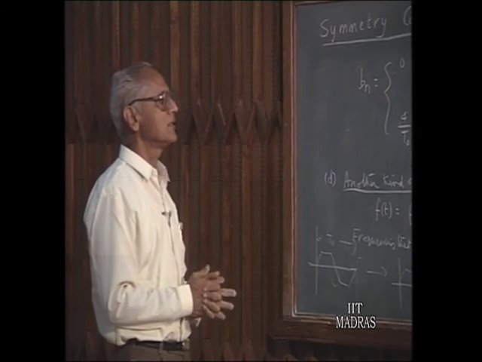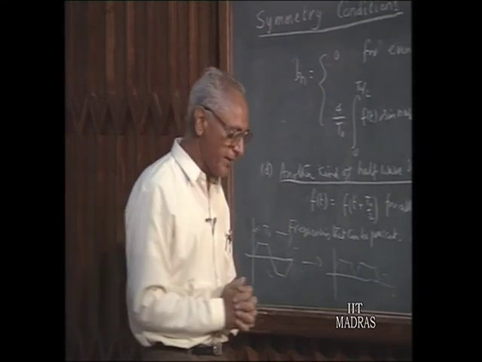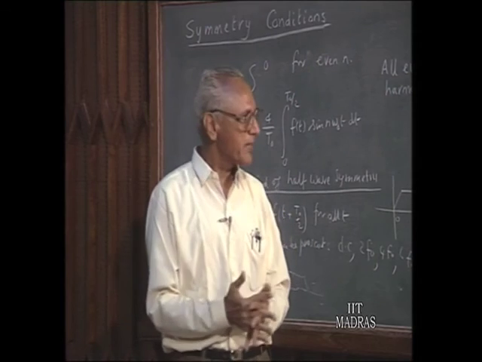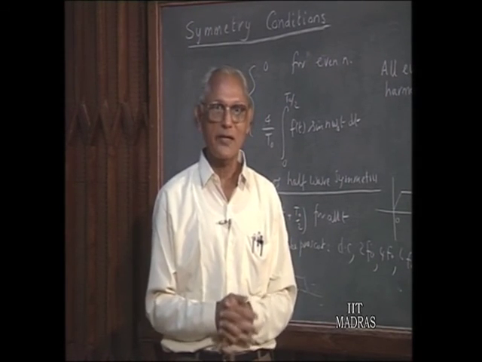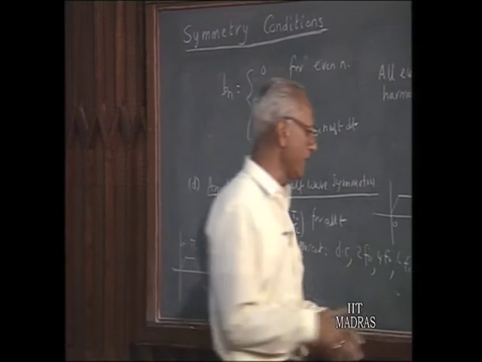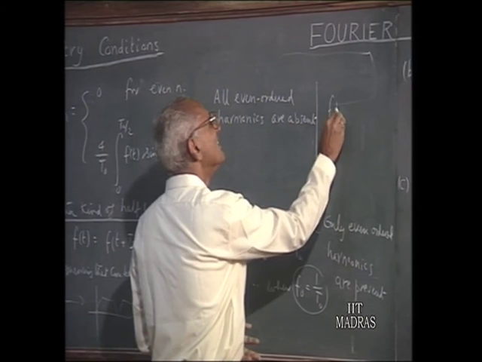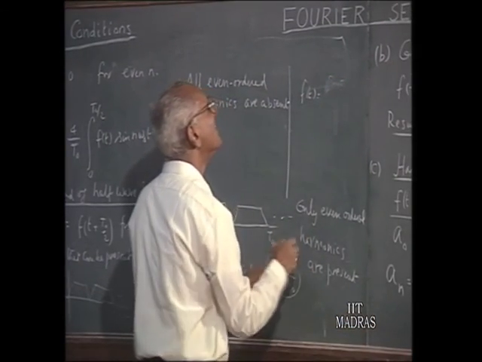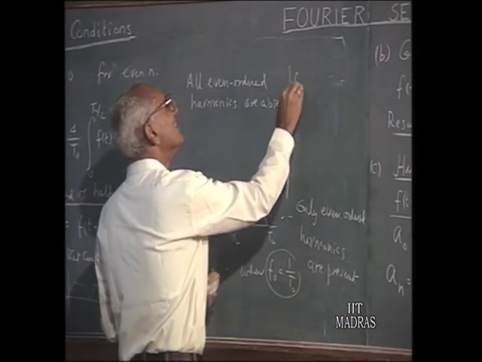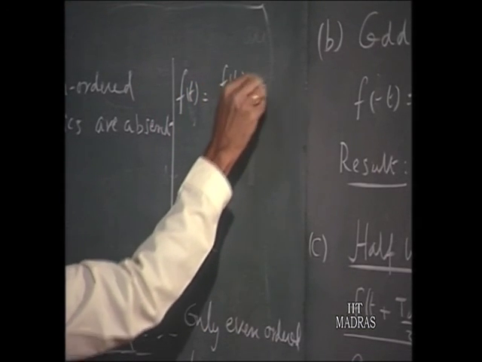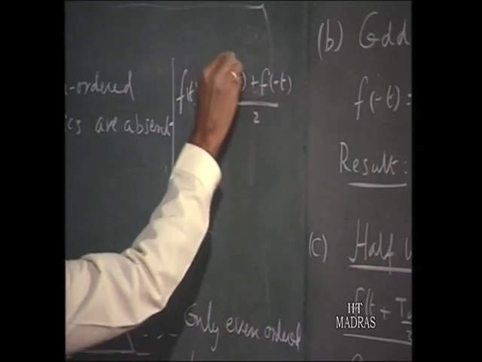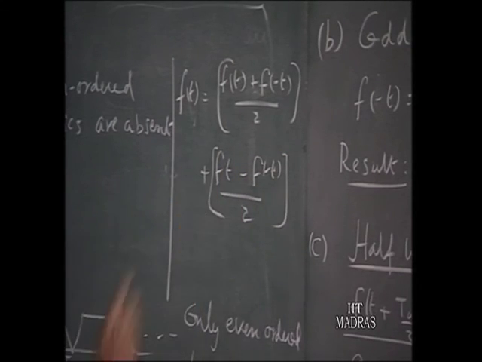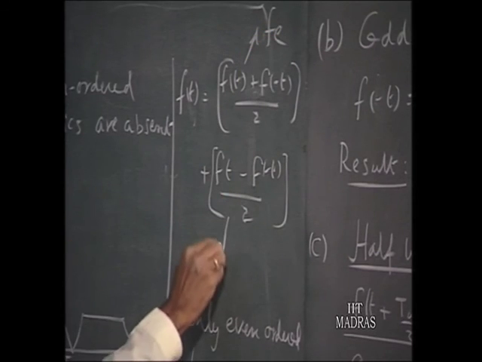Also, it is interesting to note that if you have any given function f of t, you can always split this up into its even part and the odd part. Any arbitrary periodic function may not be even by itself, may not be odd by itself, but we can generate from it the even part and the odd part. So f of t can be written as f of t plus f of minus t upon 2 plus f of t minus f of minus t upon 2. The first part is the even part, the second part is the odd part.